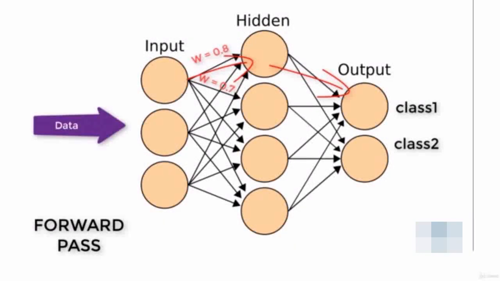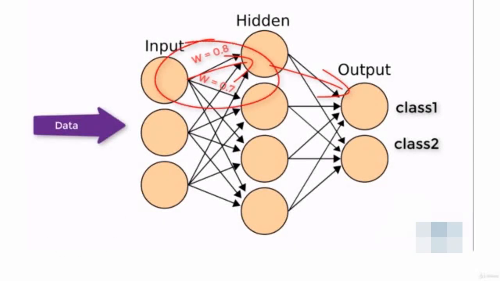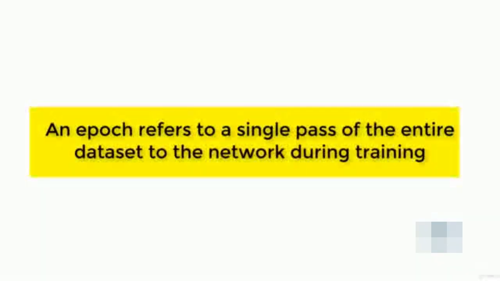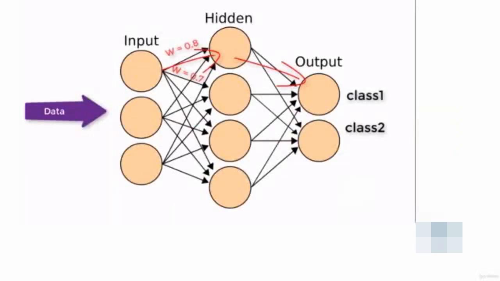It's called a forward pass, and the resulting output depends on the weights at each connection inside the network. Once all the data points in our dataset have been passed through the network, we say that an epoch is complete. An epoch refers to a single pass of the entire dataset to the network during training. Keep this word in mind, we will use it in later videos. Note that many epochs occur throughout the training process as the model learns.